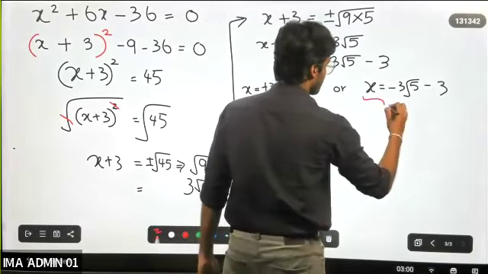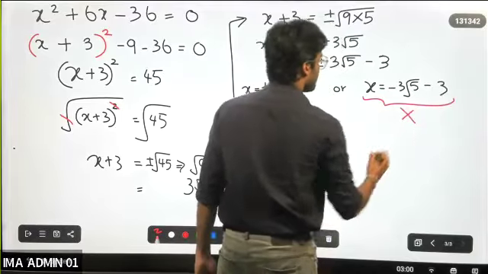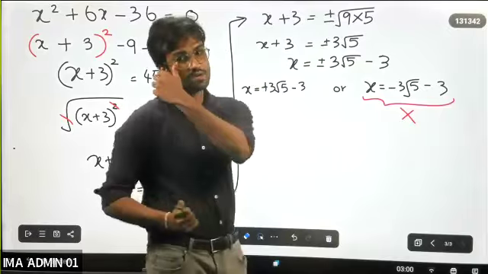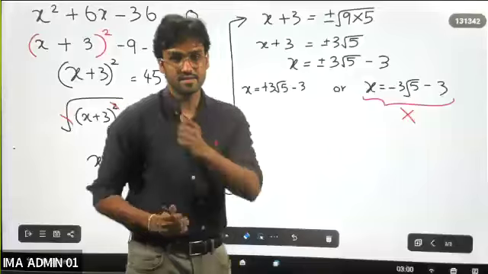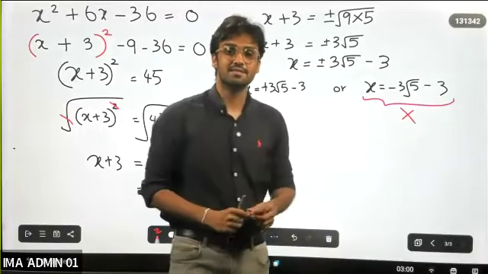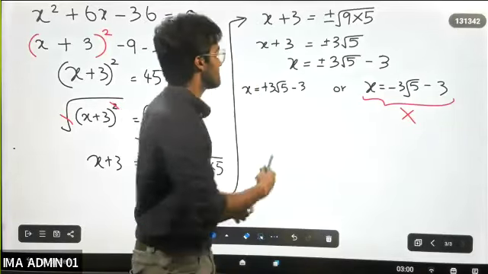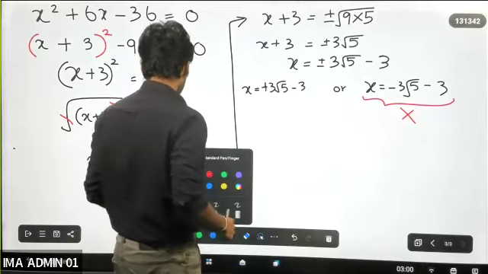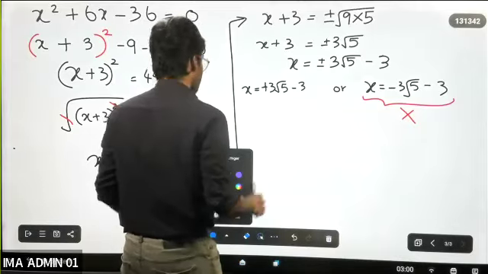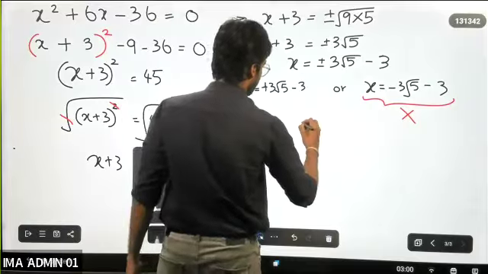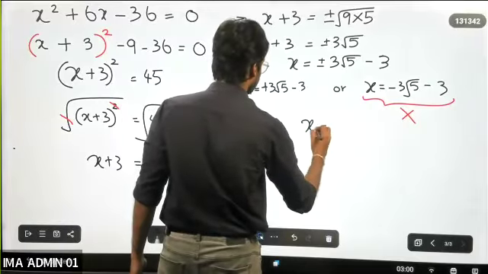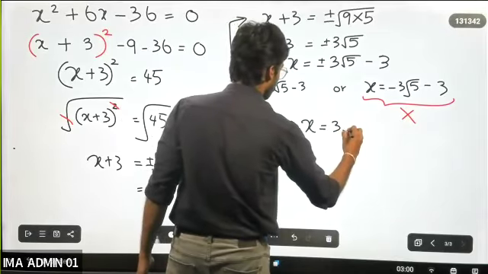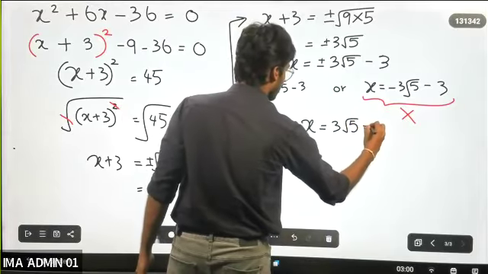This actually cannot be. Why? This can't be an answer. Reason: there are no minus lengths in the world. There are no negative lengths. So we could reject that answer, right? And the remaining part is x equals 3 square root 5 minus 3.